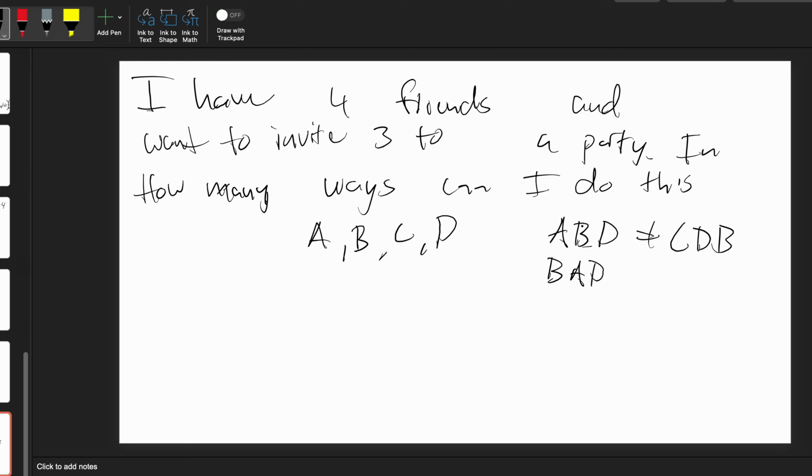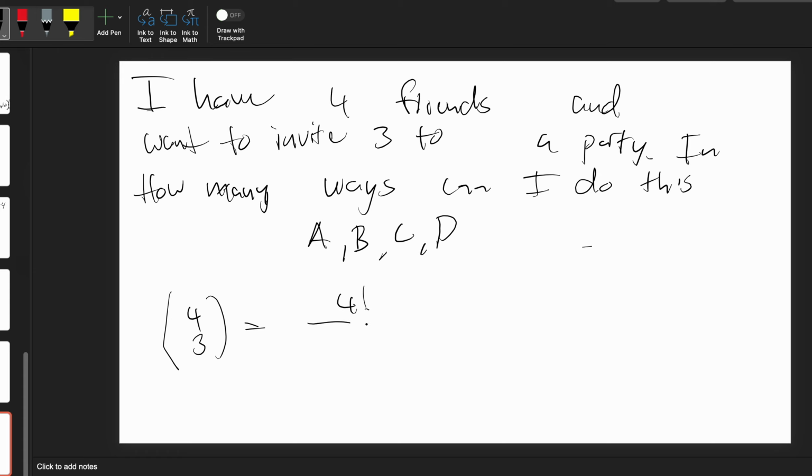So how many guest lists do I have? It would be pretty difficult to sit down and count them. And in general, it's nice that we have a formula for numbers that are even bigger than this, like 17 and 3. But the way we would do this, the answer would be 4 choose 3, because I have 4 objects and I want to choose 3 of them. And that's going to be 4 factorial all over 4 minus 3 factorial times 3 factorial.